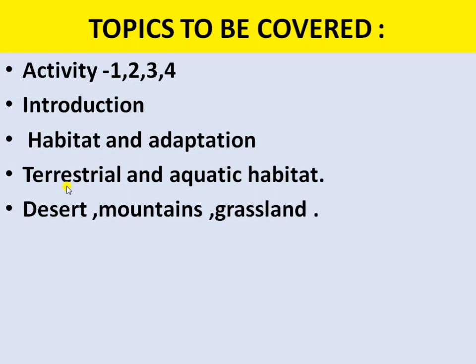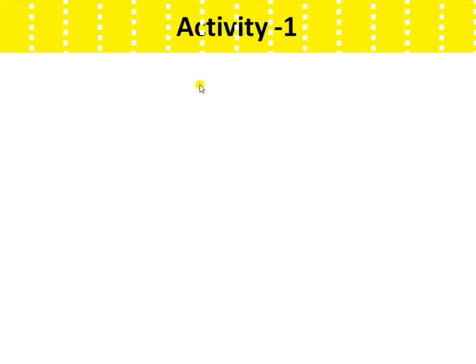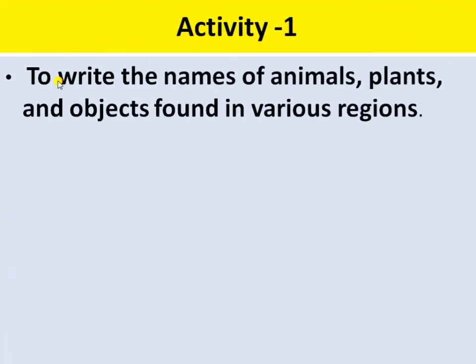Next is the desert, mountain and grassland region in terrestrial habitat. So let us begin this lecture with the first activity of this chapter. In the first activity you have to write the names of the animals, plants and objects that are found in the various regions.